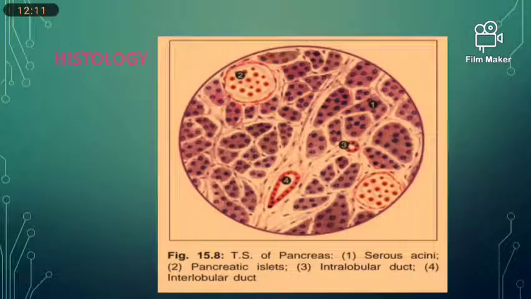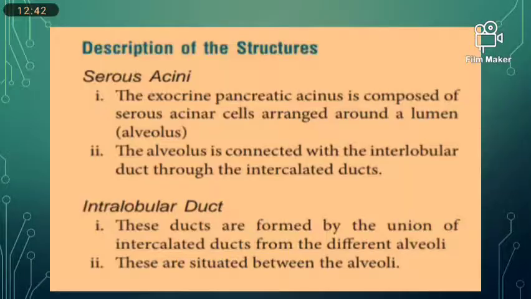So coming to the histology, in a TS you can see serous acini. These are serous acini. You can see pancreatic islets. Here you can see pancreatic islets. According to the scientist Langerhans, they are called islets of Langerhans. Then interlobular ducts, you can see tiny ducts. These are interlobular ducts, and you can see a larger duct. So that is the histology of pancreas.